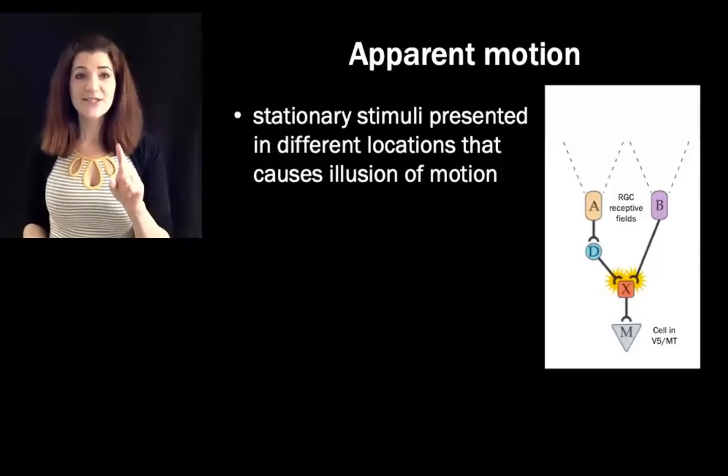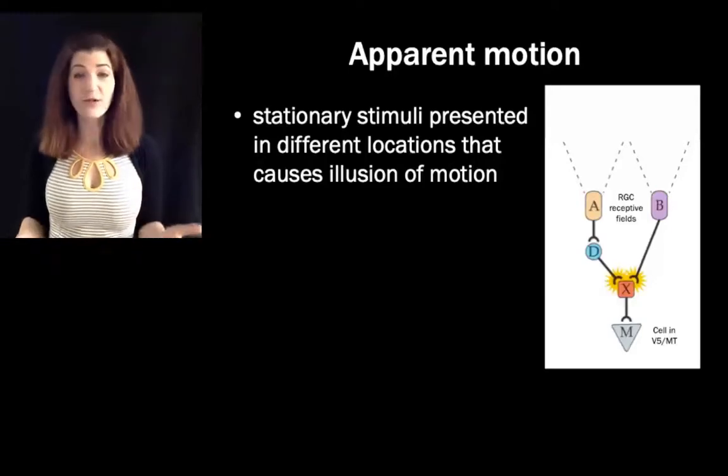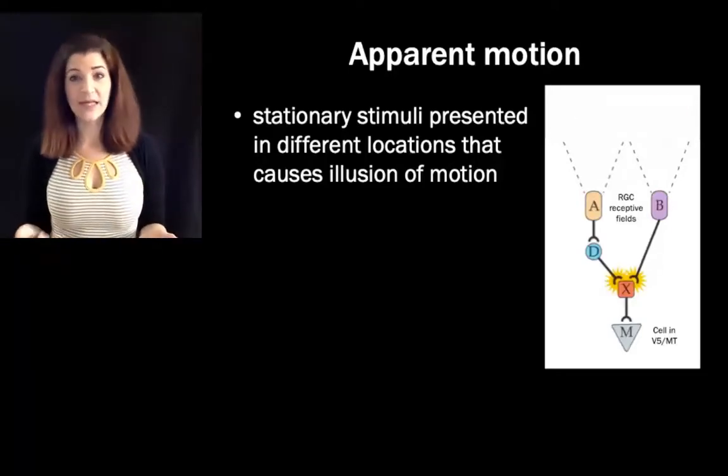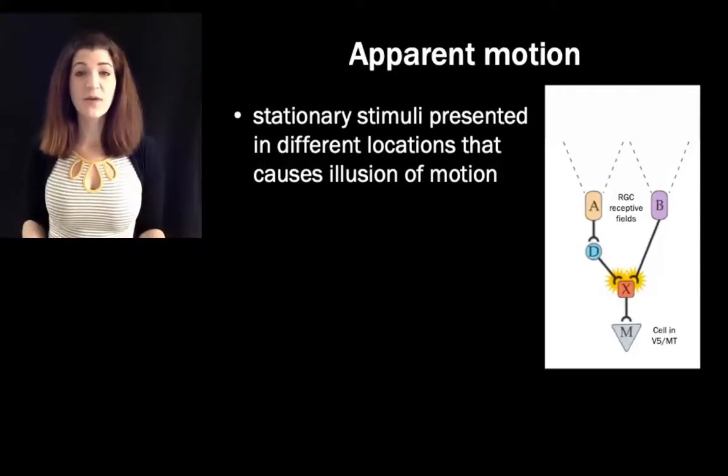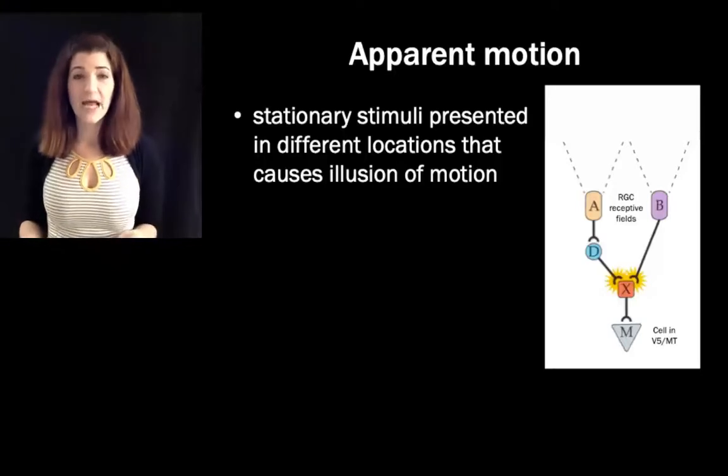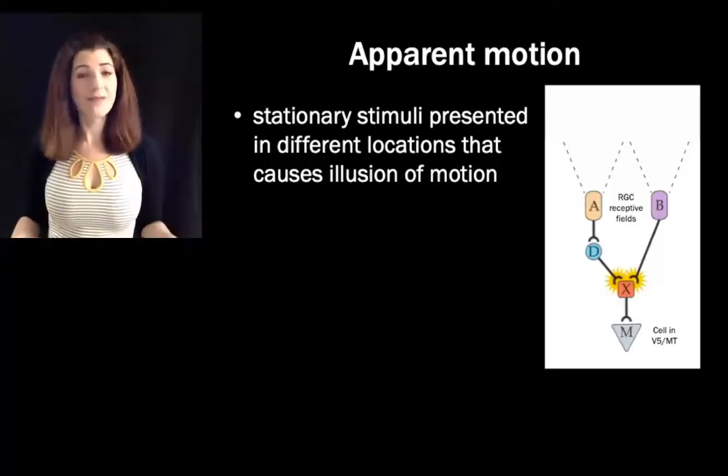So, this neural circuitry doesn't need real motion in order to fire. It just needs something to be here and then something to be here at precisely the right time, but it doesn't really need anything to happen in between in order for us to perceive motion. And we make sense of apparent motion all the time. In fact, you're doing it right now.